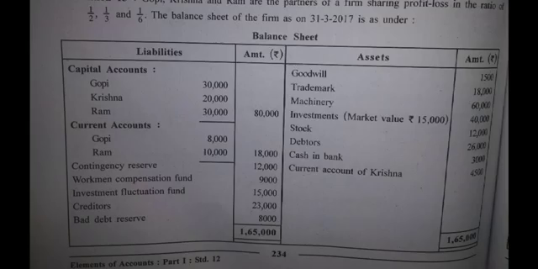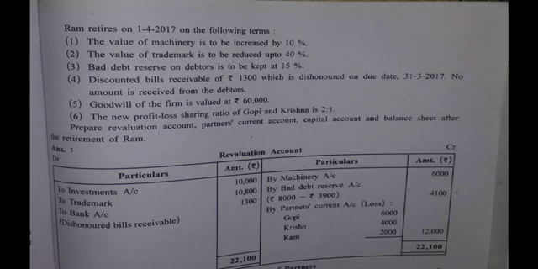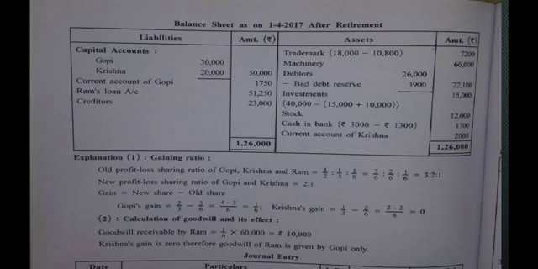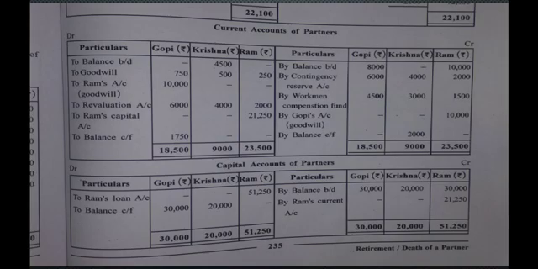Trademark is done, machinery is done, investments is done. Stock is to be written as it is in the new balance sheet. Debtors, cash and current account of Krishna are already done. Stock is to be written as it is in the new balance sheet because it does not have any adjustment. Alright. So finally we are done with everything, and now the step is that you are supposed to total these accounts.